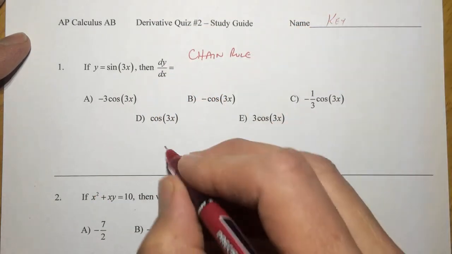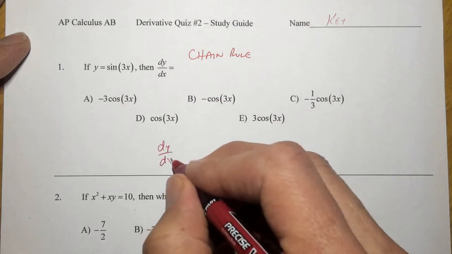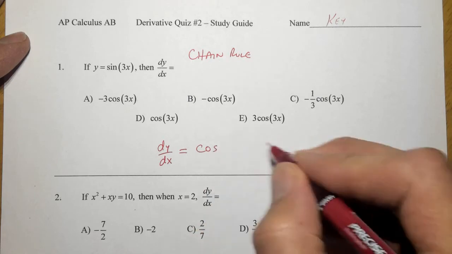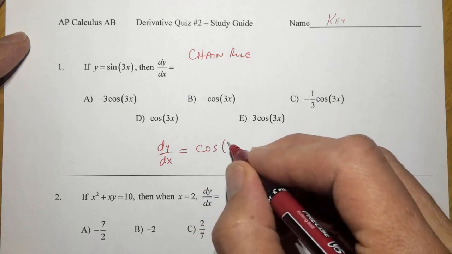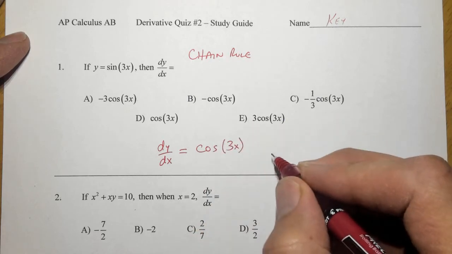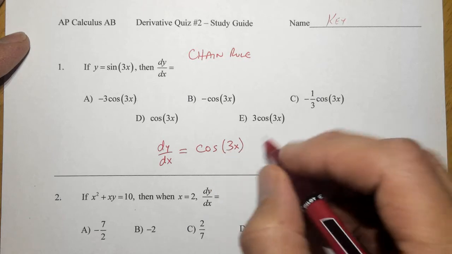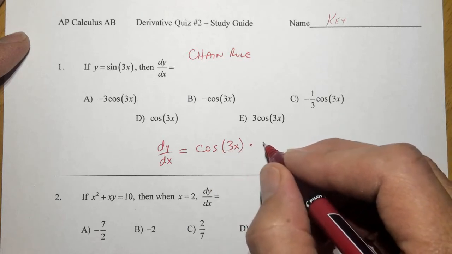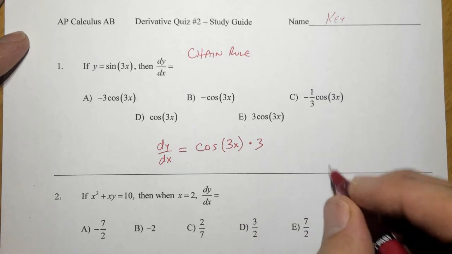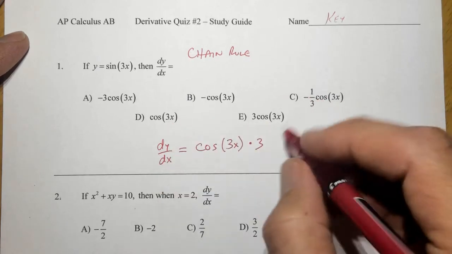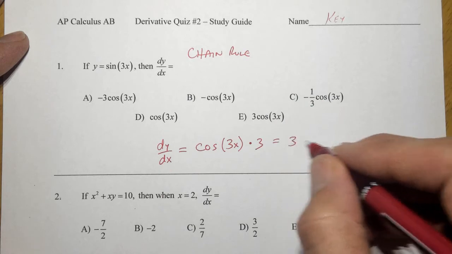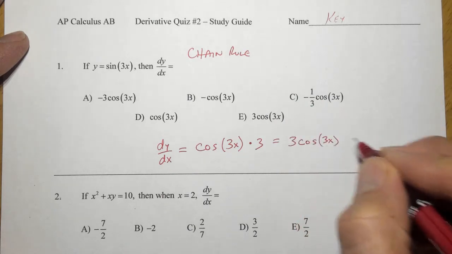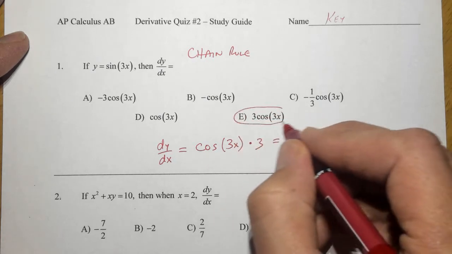All right, so when we find dy dx, we are going to derive the outer, and sine derives to cosine with respect to the inner. So we're going to keep the 3x, so cosine of 3x, and then we're going to multiply this by the derivative of the inner function, which is a 3. So we don't see any 3's at the end, so we can rewrite this. We can put the 3 up as a coefficient, so we have 3 cosine of 3x, and we can see therefore our answer is E.